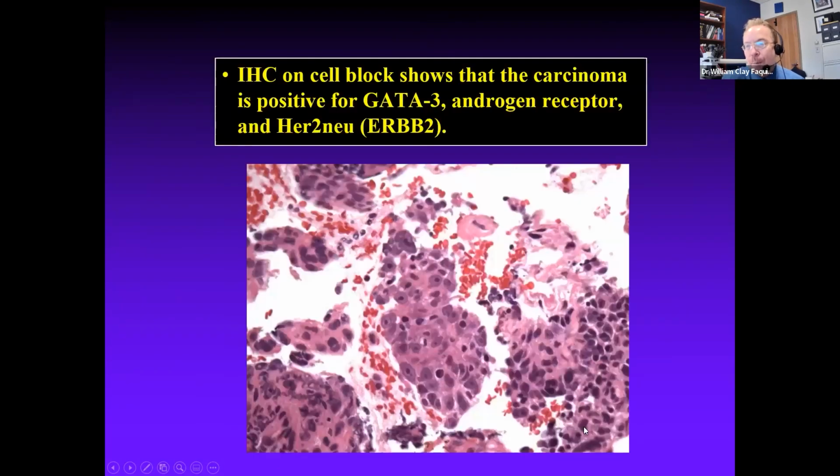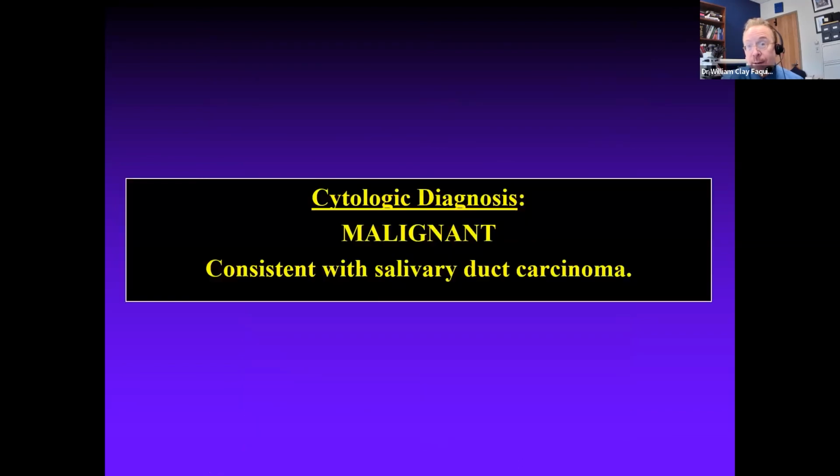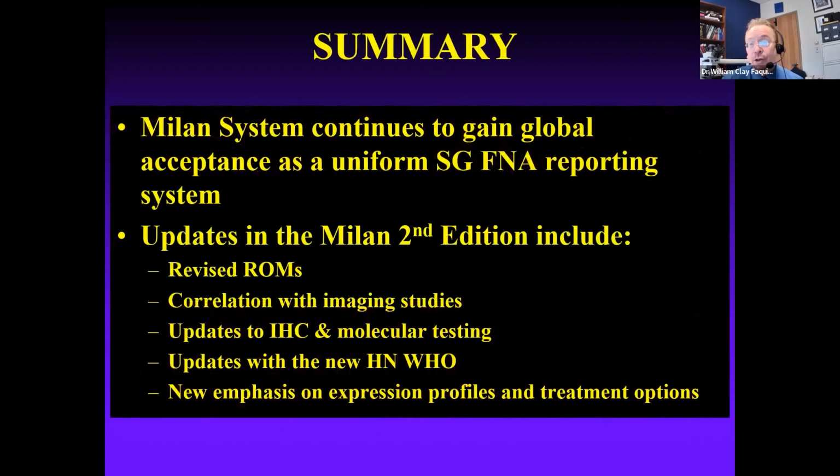Now, if you have a cell block, you can go a little bit further than that. In this cell block, it was positive for GATA3 and androgen receptor, and also showed overexpression of HER2/neu. And so this is diagnostic of salivary duct carcinoma. And don't forget, if you're dealing with salivary duct carcinoma, the HER2/neu overexpression, your oncologist will probably want to know about that, because these patients are sometimes being treated with Herceptin, just like in breast cancer. So your diagnosis is malignant, consistent with salivary duct carcinoma.